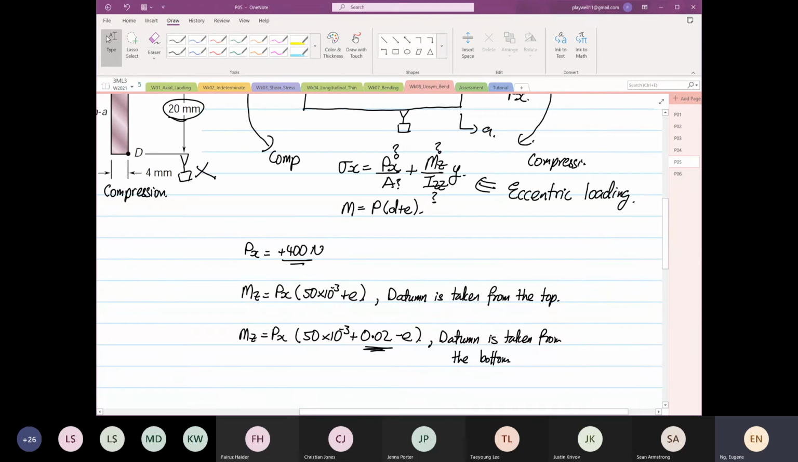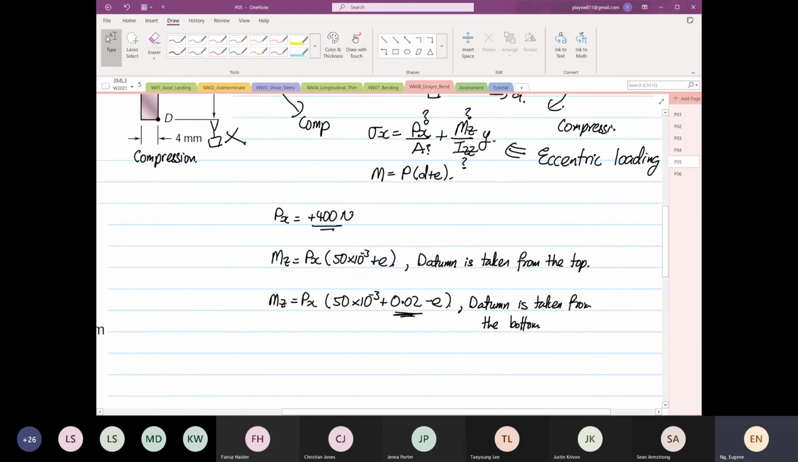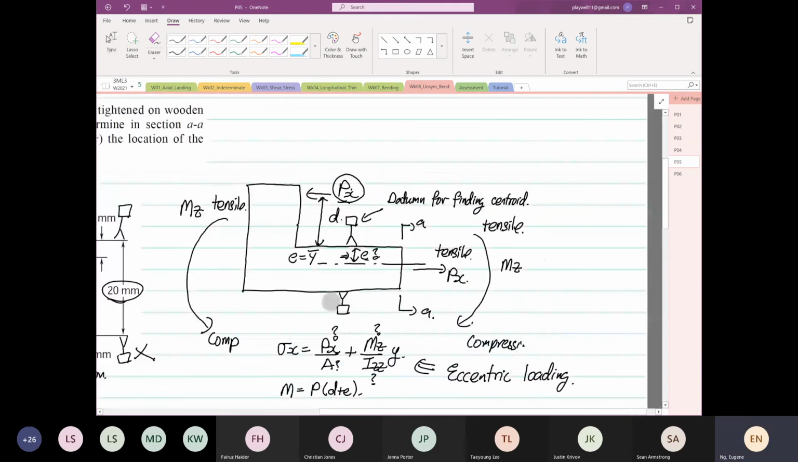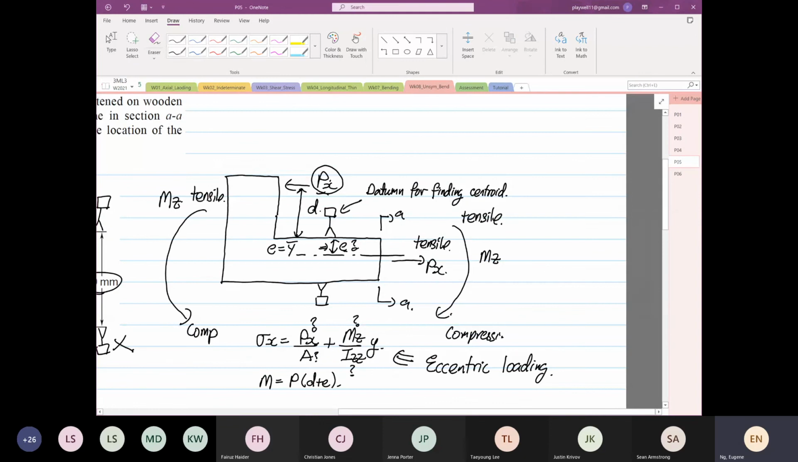Don't kill yourself. My preference, as I told you, is that the datum choice is dependent on where the applied force is relative to your centroid. So don't take it on the opposite side. Down here, the applied force is above the centroid. If you take your datum below the centroid, you have to compensate. Forget it.